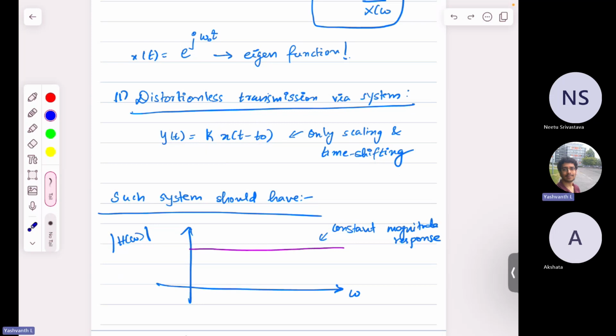It should not do anything else to your input. If a system does only scaling and time delaying, such kind of systems are called distortionless systems. Okay, what are the properties of such kind of systems?